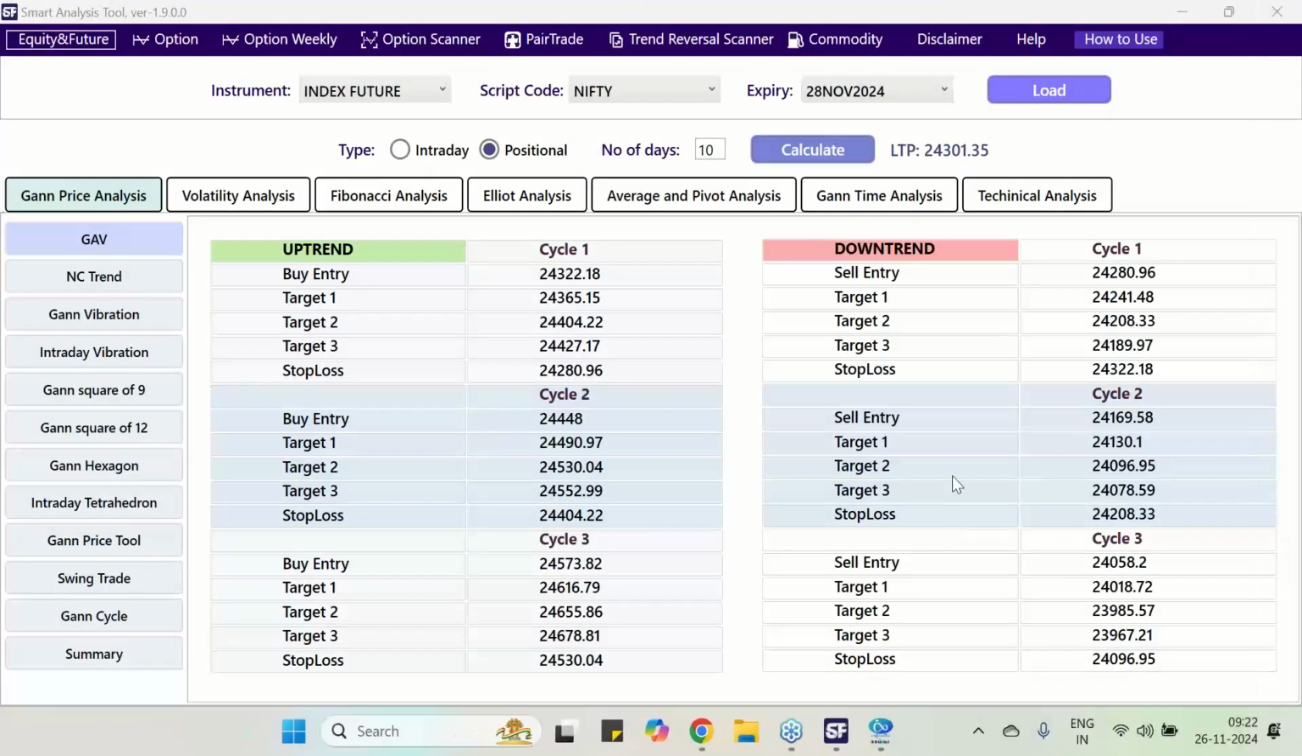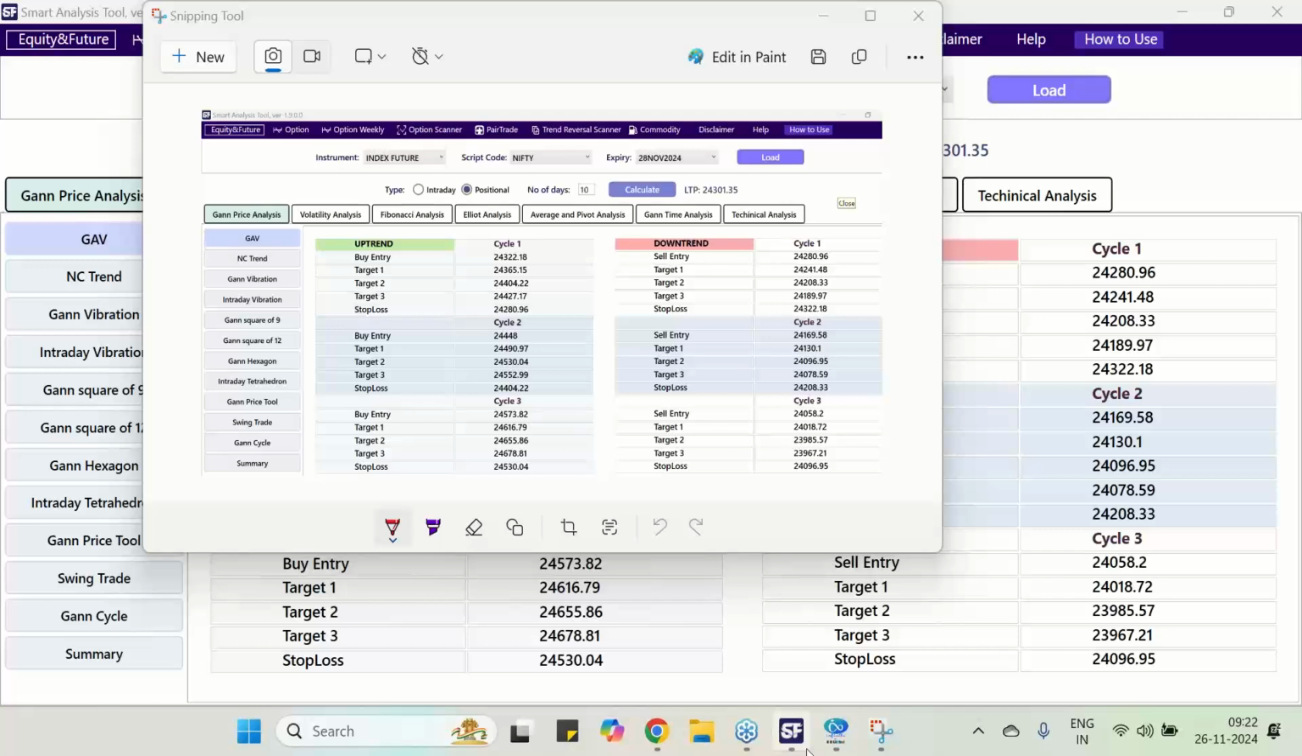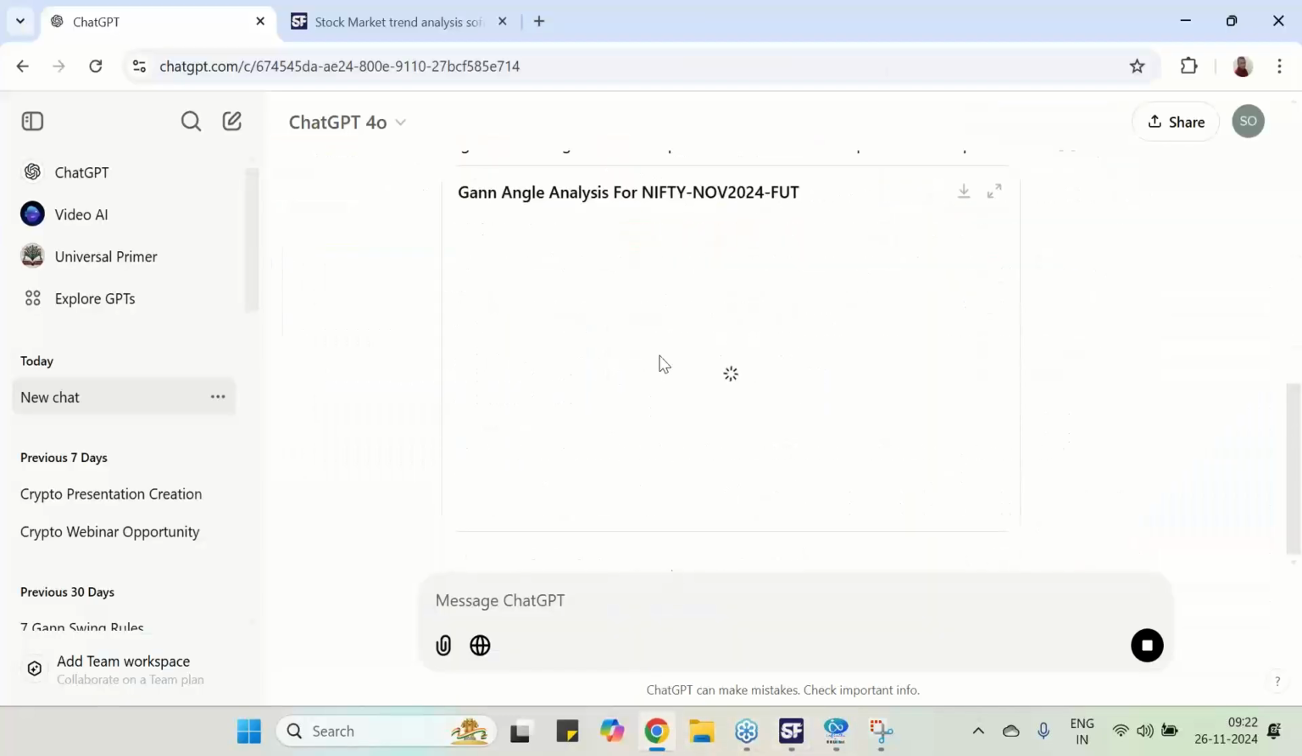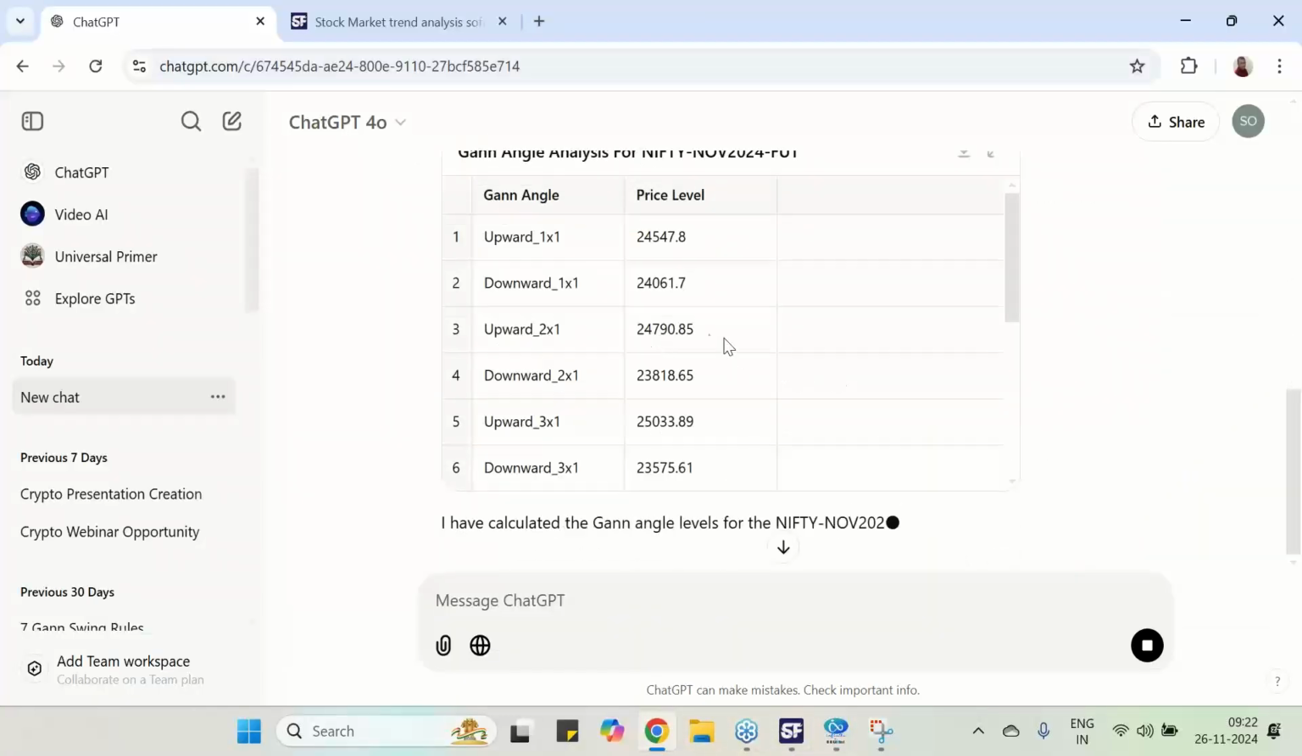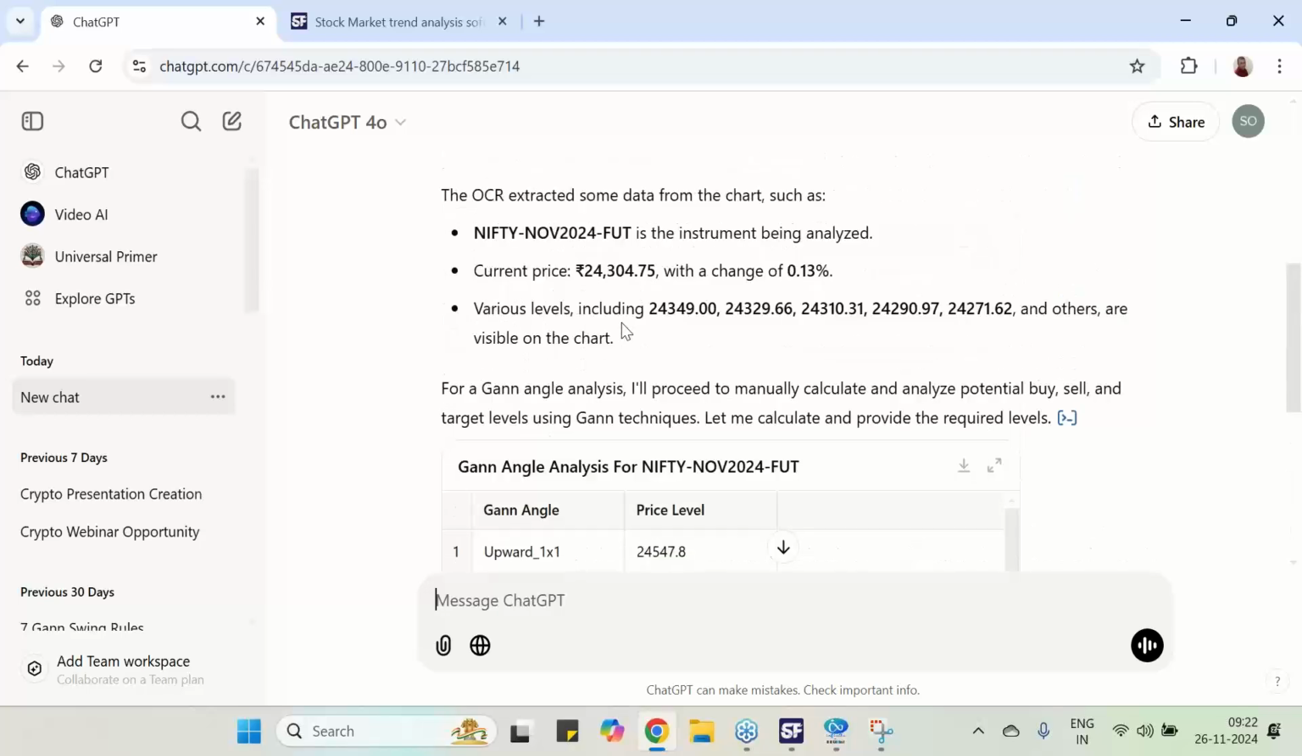So this is the full screen. Let me take, so that is half a screen if I give. So Gann angle, see, very clean way. So current price is this, which changes this thing. Various levels 349, 329, 310 and others are visible on the chart.